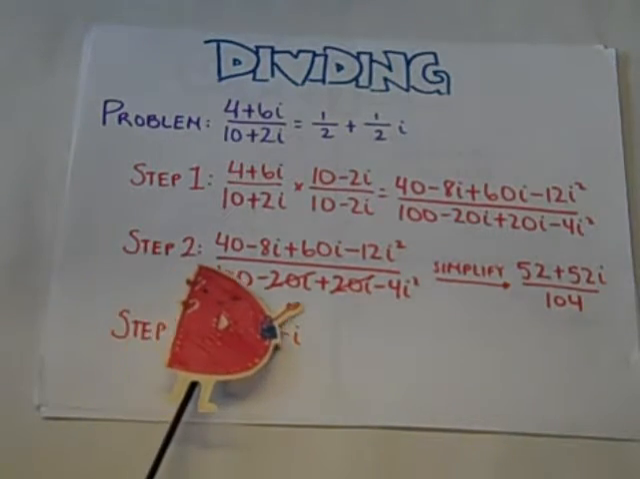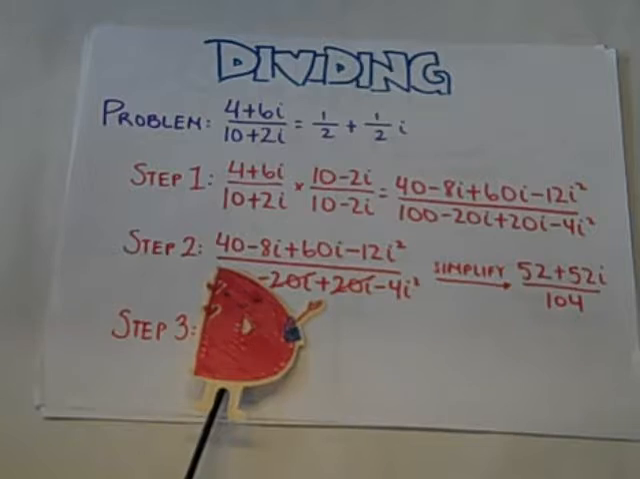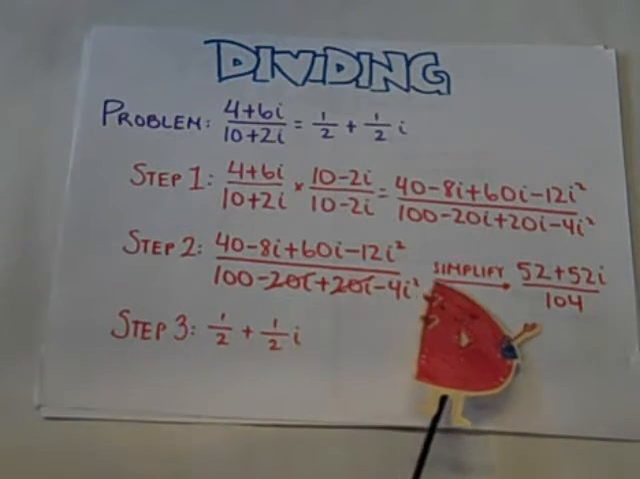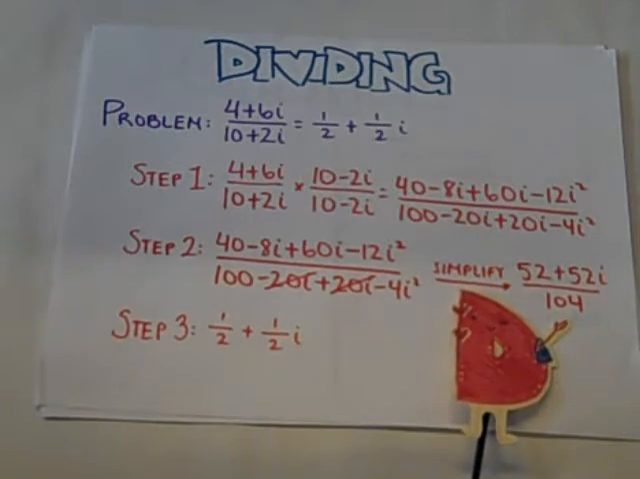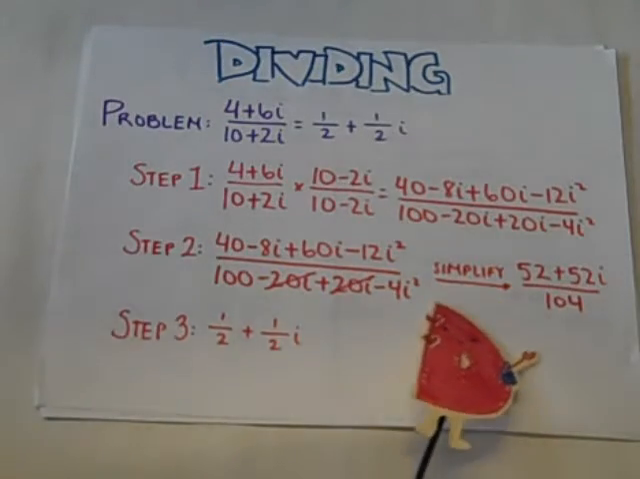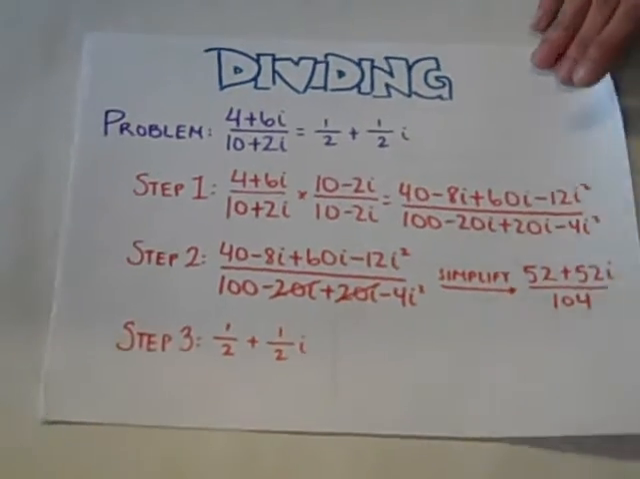The -20i plus 20i on the bottom cancels out, and this can be simplified to 52 plus 52i divided by 104, which equals 1/2 plus 1/2i.